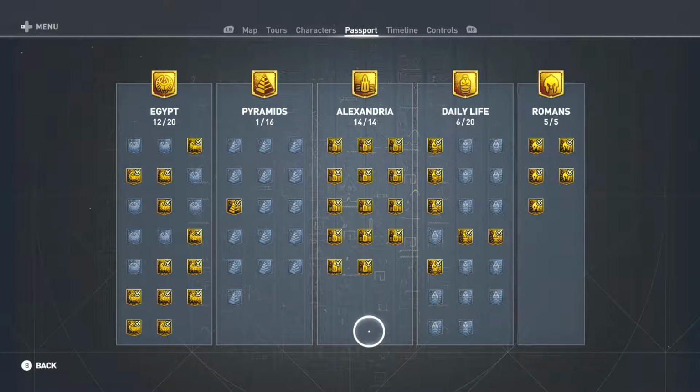Passport here. Yeah, that was another one done for the daily life. Got 14 to go before we get that achievement for completing all 20 daily life tours.